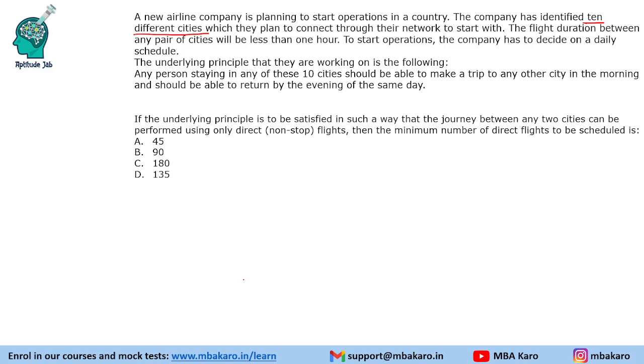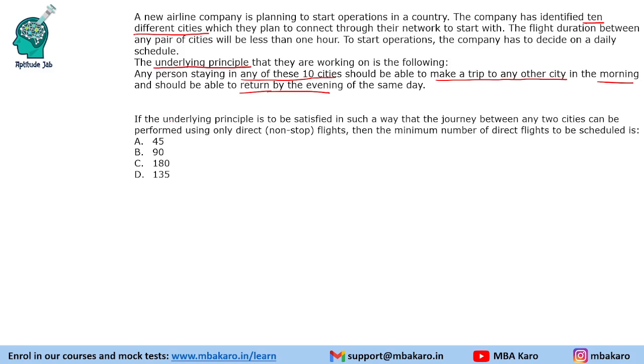The underlying principle that they are working on is the following. Now, this underlying principle is important because in all the questions they have talked about it. So let us understand what this principle says. It says that any person staying in any of these 10 cities should be able to make a trip to any other city in the morning and should be able to return by the evening of the same day. So a person should be able to go to any other city and return by the evening. Now, based on this, we have to answer the questions.